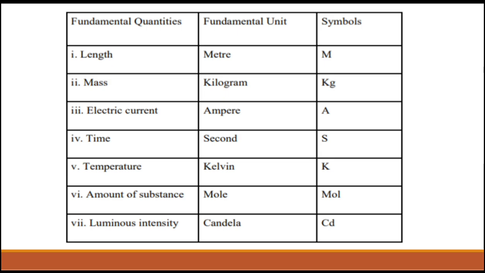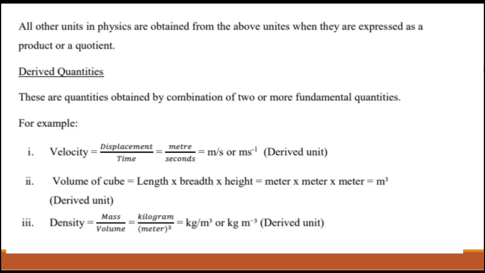What are derived quantities? Derived quantities are quantities that are obtained by a combination of two or more fundamental quantities. So the first example of derived quantity we're going to discuss is velocity. What is velocity? Velocity is the rate of change of displacement with time. It is also the speed of an object in a specific direction.